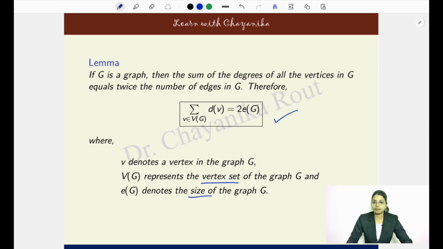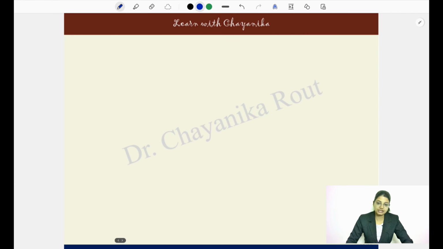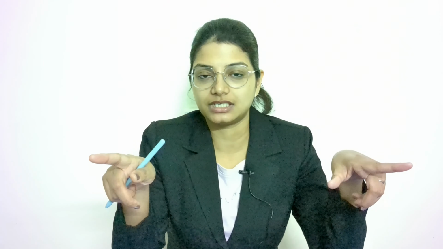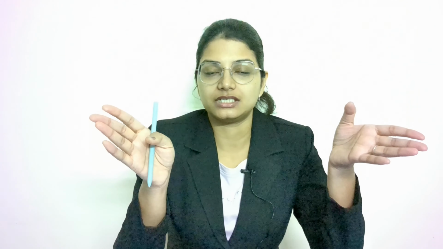Now this is the handshaking lemma, and we need to know the proof for this lemma. So let us see how we can prove this. Basically, when we dealt with the degree of a vertex, we discussed that every edge contributes 1 degree to each of its end vertices. That is, in totality, an edge contributes a total of degree 2 to both the end vertices.